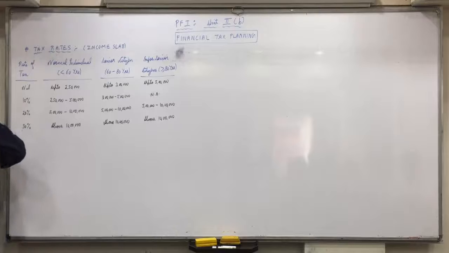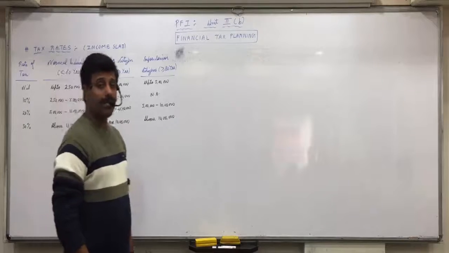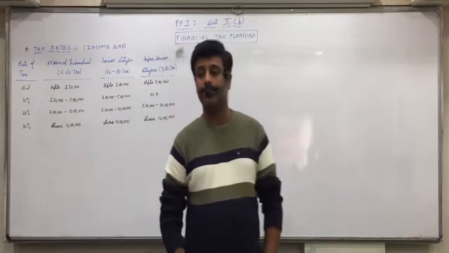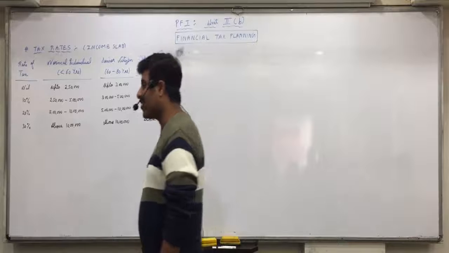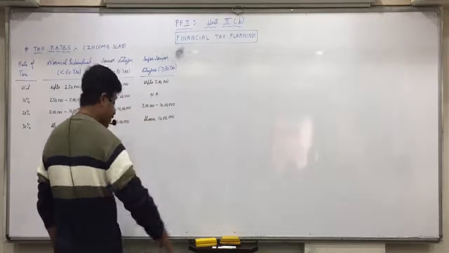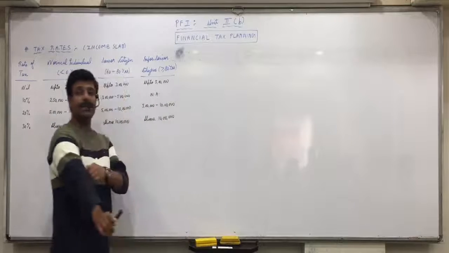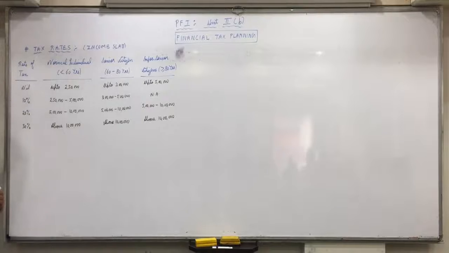So everyone is clear with this? Completed? There are notes. Note 1, winnings. Winnings are taxed at the flat rate of 30%, irrespective of level of income.